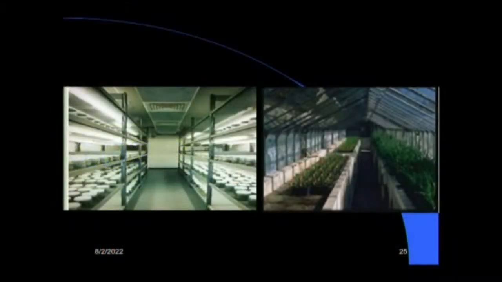So this, on the left side, is the culture room, where we are growing after inoculating the explant under controlled conditions. And once we get the results and the hardening process is done, the picture on the right side is for the greenhouse, where a large number of plants, once they survive in the greenhouse, can be transferred to the field condition.